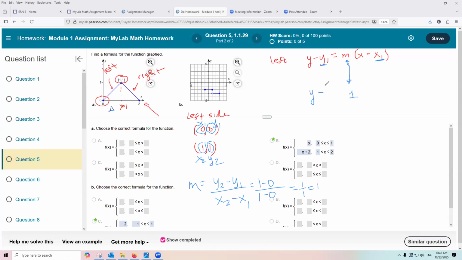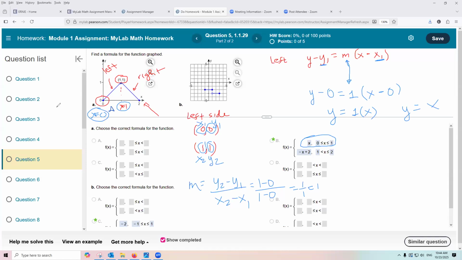All right, let me plug in x1 and y1. Our y1 value is a 0, and our x1 value is a 0. So this is going to be y equals 1 times x, or just y equals x. So that's the equation I'm going to write on the top, y equal x. Now, what are the bounds for x for this left side graph? Well, x is going from 0 to 1.